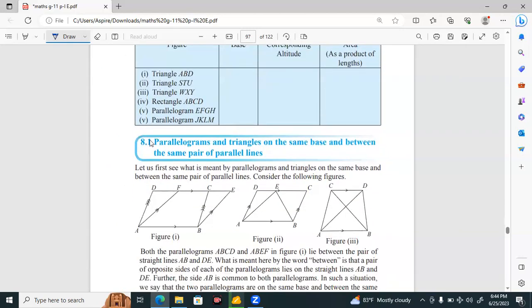This is the most important part in the lesson. Write down this: Identification of parallelograms and triangles on the same base and between the same pair of parallel lines. Write it in this way, or wait, I will give this.